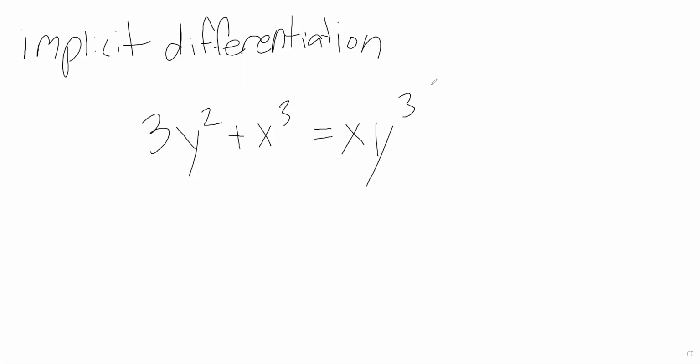So we see that we have y's on both sides of the equation. It does not look nice. It's not like the other one where it was y equals whatever. So obviously the key here is that we have to use implicit differentiation.